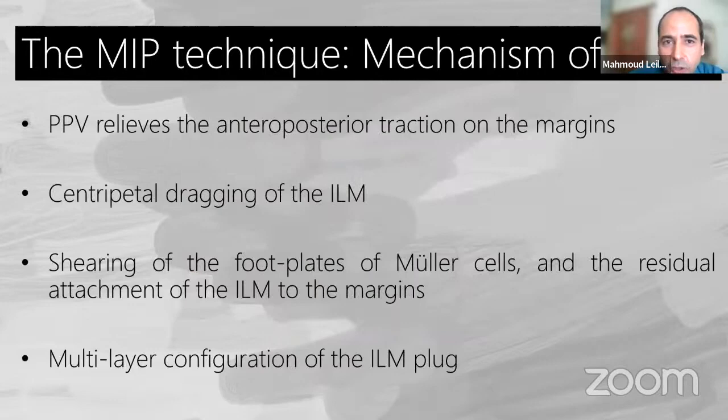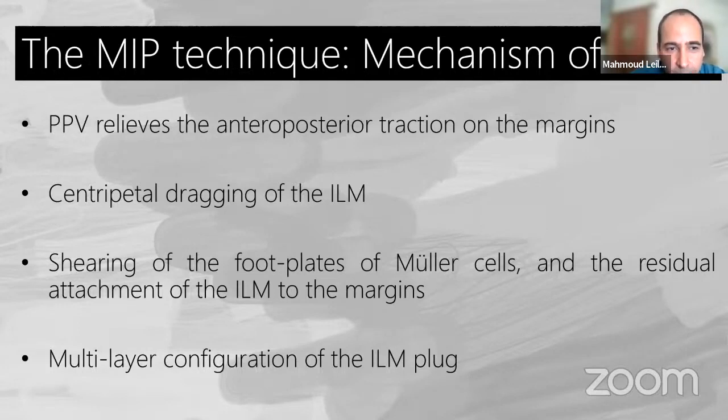The mechanism of action of the MEP technique is that, in addition to the relief of the anteroposterior traction on the margin of the hole by vitrectomy, the mechanical centripetal dragging of the resultant ILM flap toward the hole reduces the size of the hole intraoperatively.